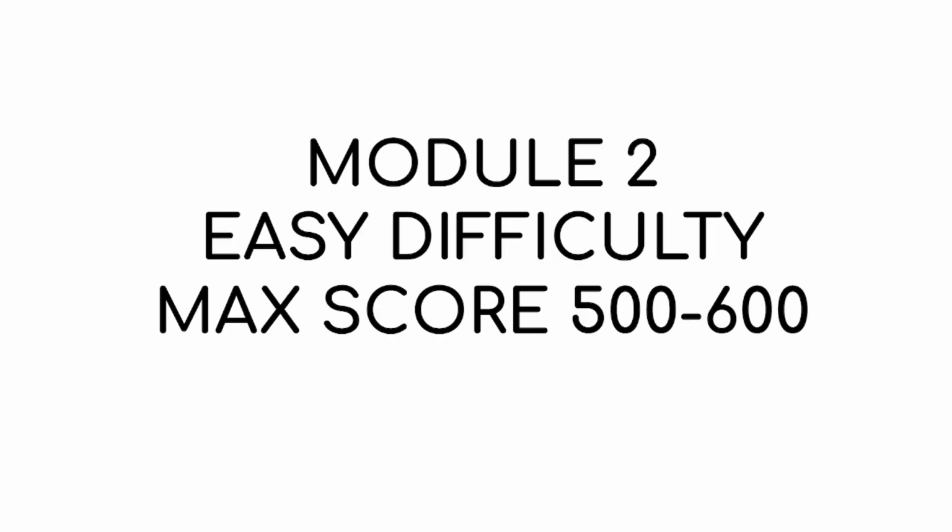So you don't want to get the easy difficulty, because if you get the easy difficulty, the max points you can get per section, so per the math or reading section, is 500 to 600 points. So if you start seeing easy questions on the second module of math or reading, you're good. And then if you get the hard difficulty, of course you'll have technically more difficult questions, but you can get the full points up to 800 per section.